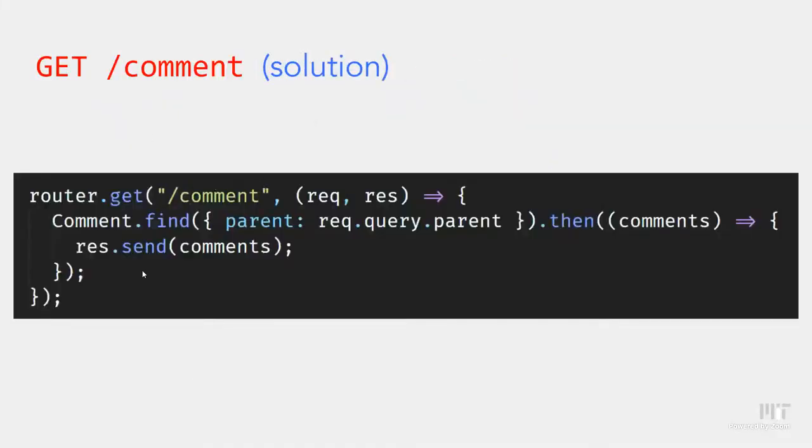Again, this is the solution for get comment. We are finding all comments that belong to a given parent specified by the front end, where the front end is telling us, I want all comments that belong to this specific post that I've specified in this parent field. We access this parent field that the front end passes in rec.query. Once we found all of the comments that belong to a specific post, we then return those comments to the front end.